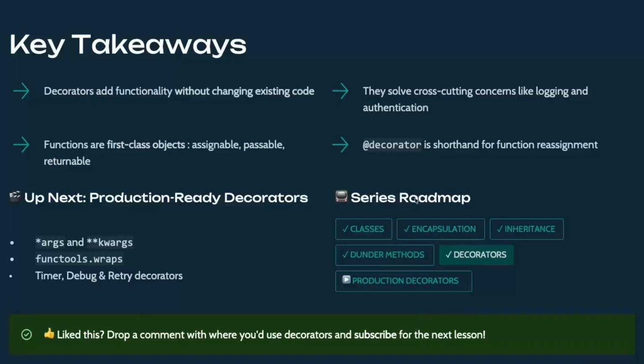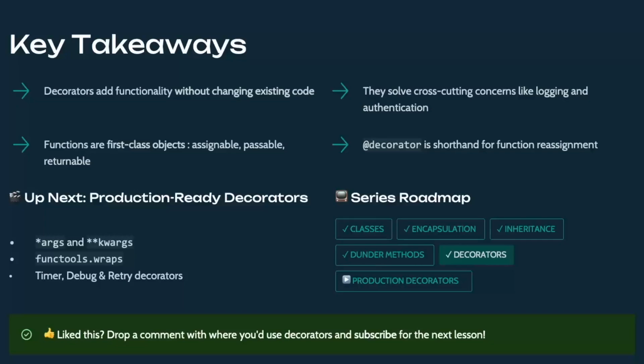Now let's quickly recap. Decorators allow us to add functionality to functions without modifying the original code. They solve cross-cutting concerns such as logging, authentication, timing, and validation. Decorators are possible because functions are first-class objects in Python. Functions can be assigned to variables, passed as arguments, and returned from other functions as well. A decorator wraps another function and adds behavior before or after execution. And the @decorator syntax is simply a cleaner way of writing function reassignment.